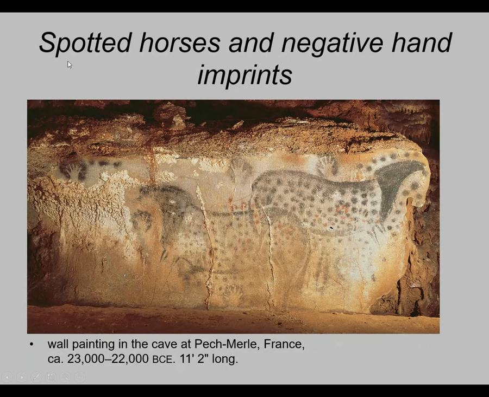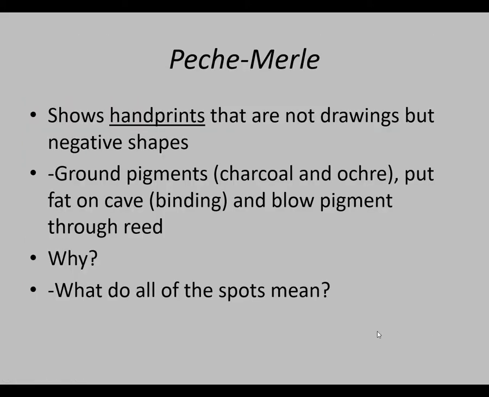So this is the spotted horse and negative handprints. So wall painting, this is at Pech Merle in France. So you can see these negative shaped hands here, so that prehistoric man is putting his hand on the cave, and he is, well, not really painting around it, he's blowing pigment around it to leave the stencil of his hand. The dots, you might think, the title is Spotted Horses, but really the dots aren't just on the horses, they're all around. There's some here, there's some up here, over here. We don't know what those dots are for.